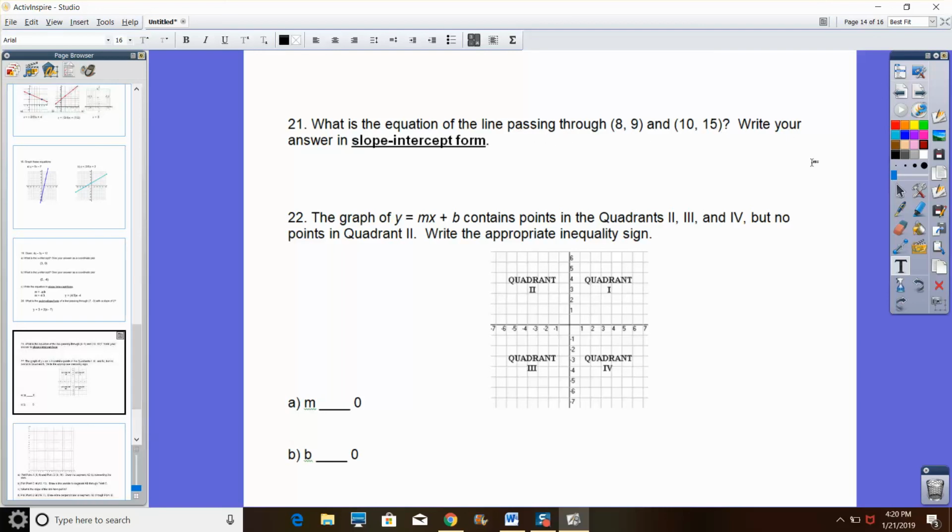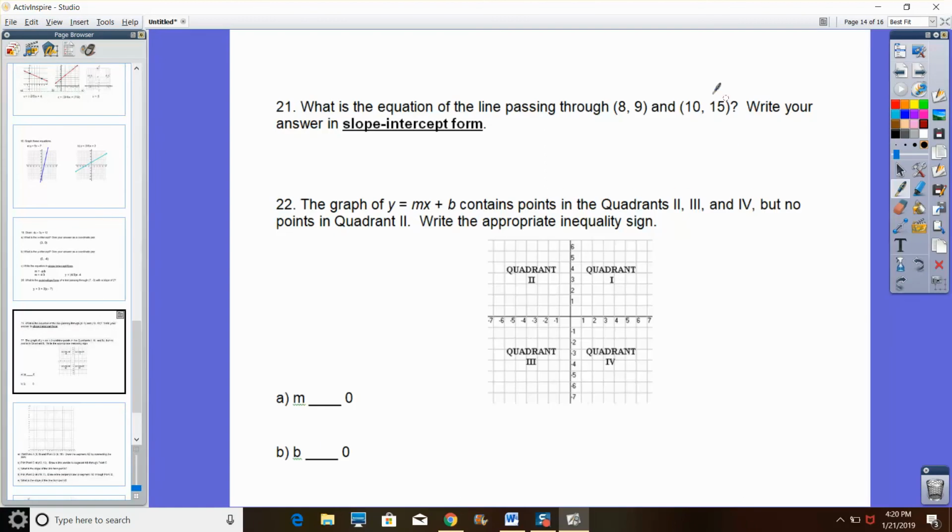So here what we need to know first is the slope. We know that the slope is going to be the difference in the y-coordinates over the difference in the x-coordinates. So it's going to be 15 minus 9. Sorry, my mouse, I'm on the thick pen, of course. Let me just try to switch over there. 15 minus 9 divided by 10 minus 8. So that's going to be 6 over 2, which is 3. So our slope is going to be 3.